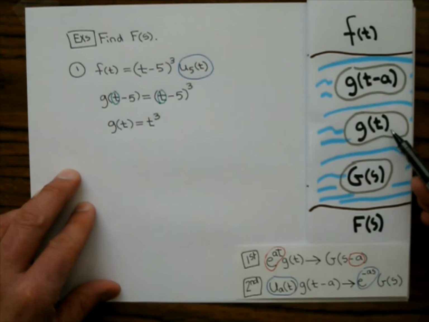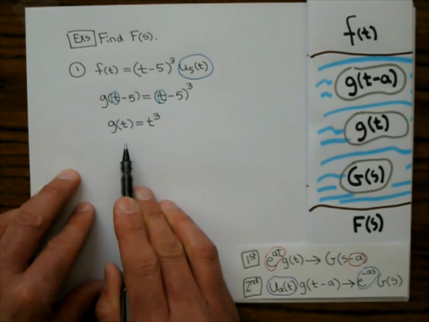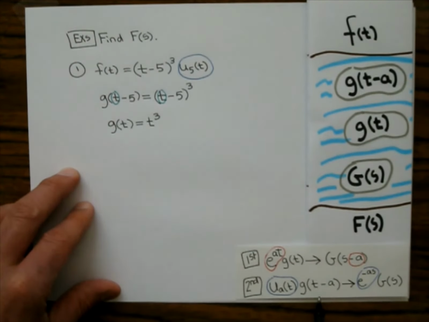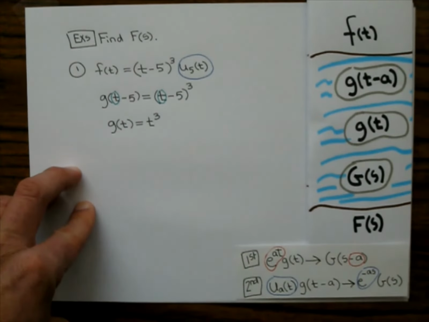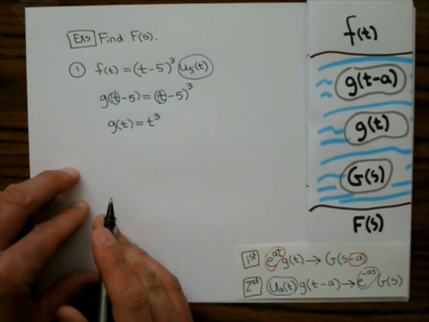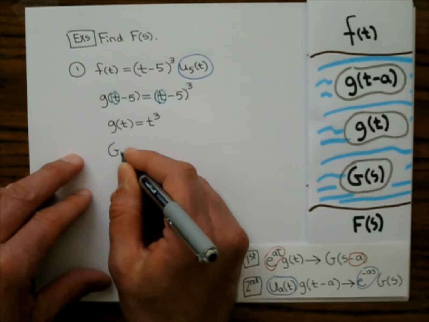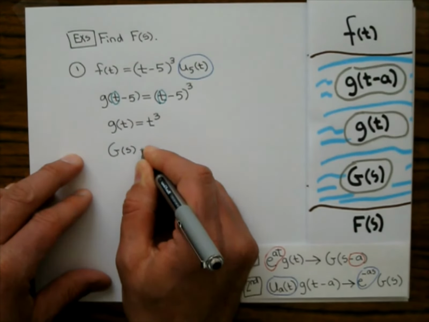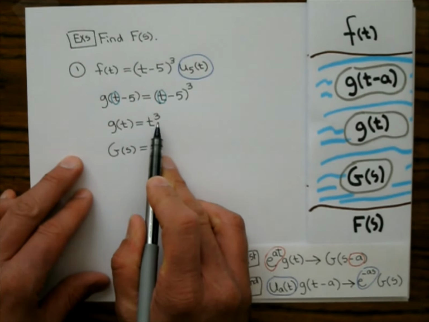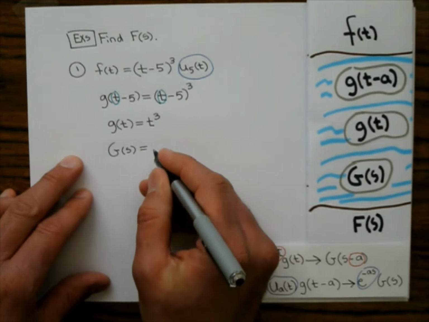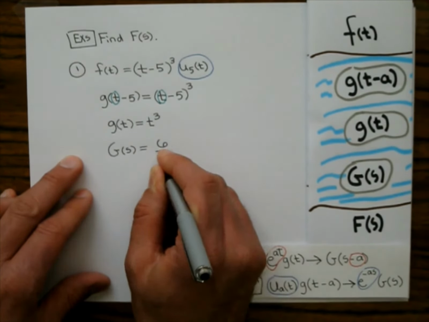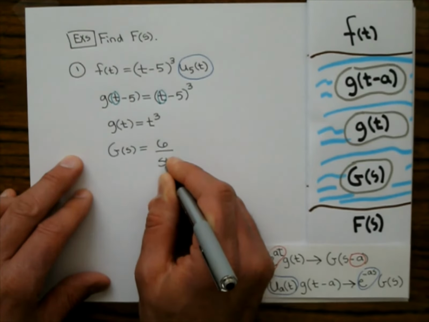So I'm in the middle of the river, and now I'm going to jump to this rock by taking the Laplace transform of g. And notice, I'm just following this as my roadmap. Hopefully it's all not blurry. Okay, so here's g of t. To take the Laplace transform of t cubed, that's going to be 3 factorial over s to the 4th. So 3 factorial is 6, all over s to the 4th.